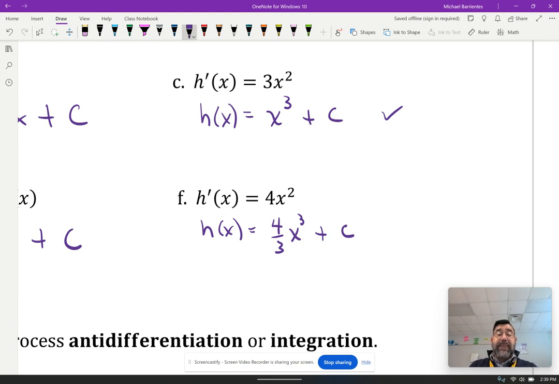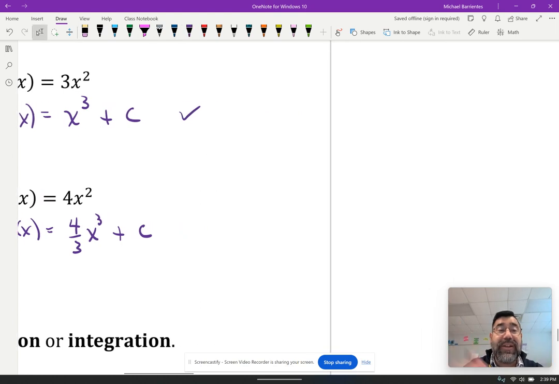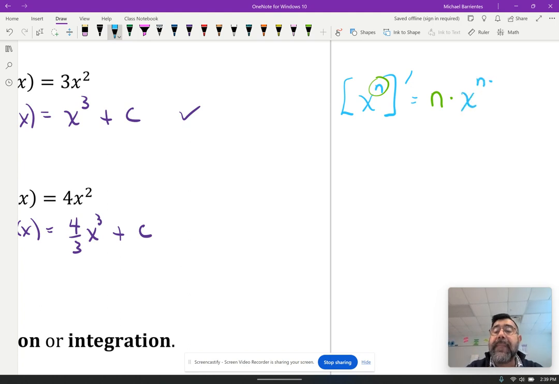Now, before I move on, what's a shortcut to this? We're basically undoing the power rule, right? If you remember, the power rule said if you have a power function and you're taking the derivative, you take the exponent, you multiply it times the power, minus 1. So if I'm looking to take the antiderivative, why don't I do things backwards?